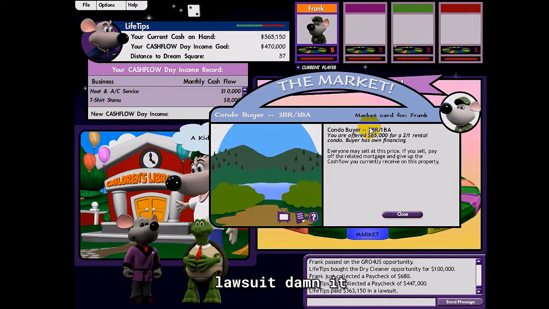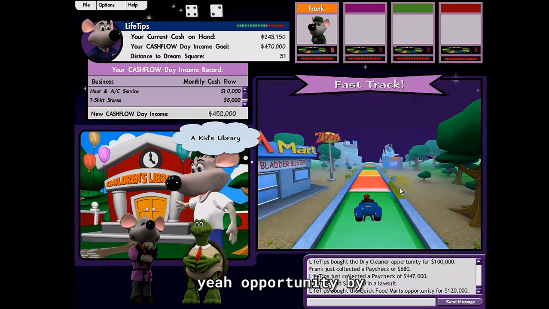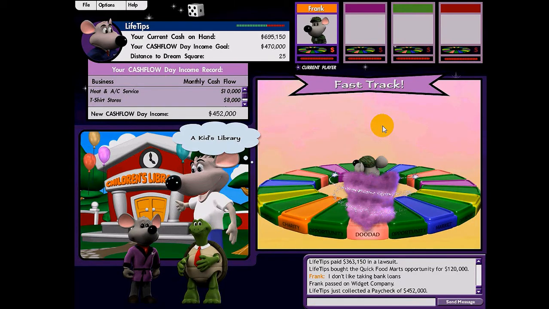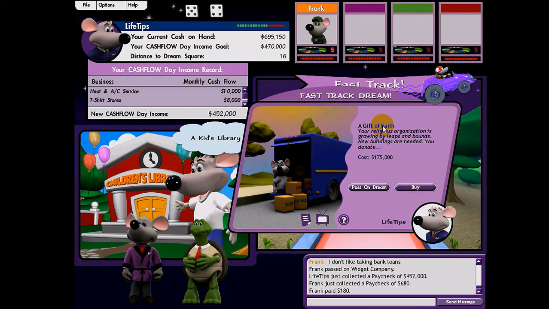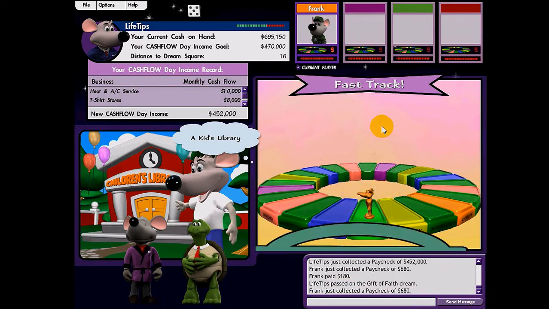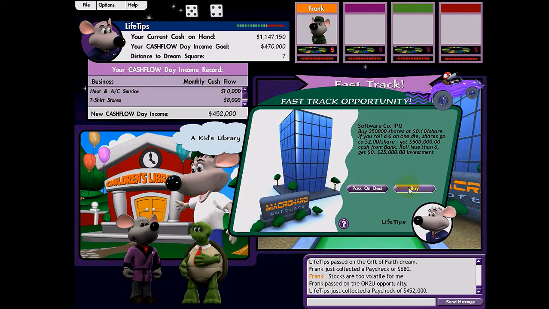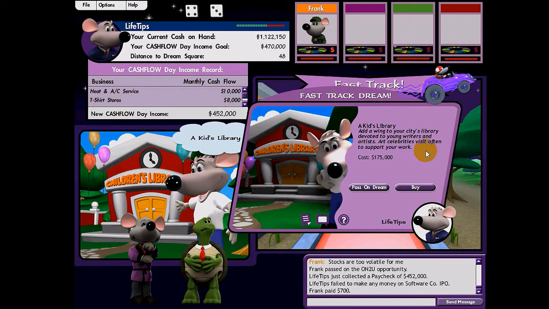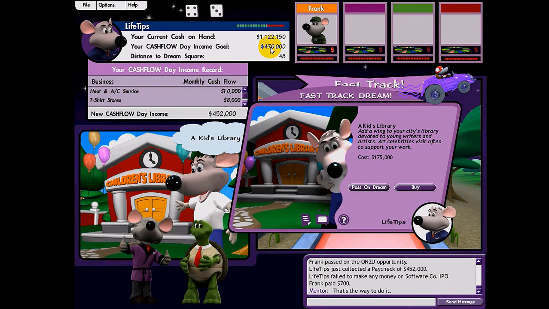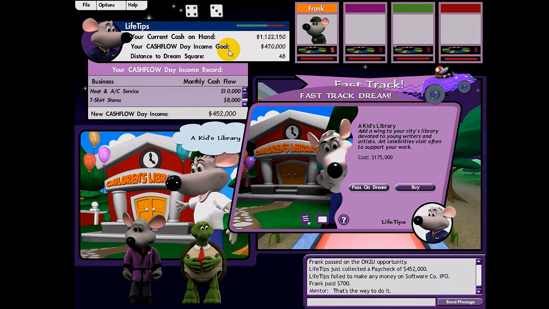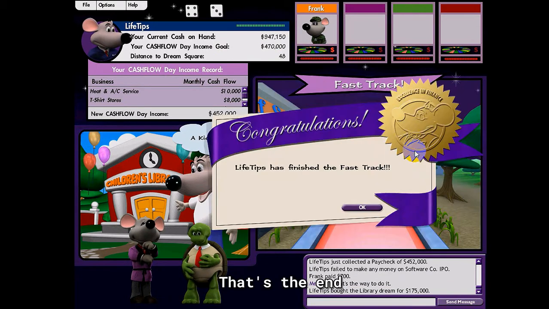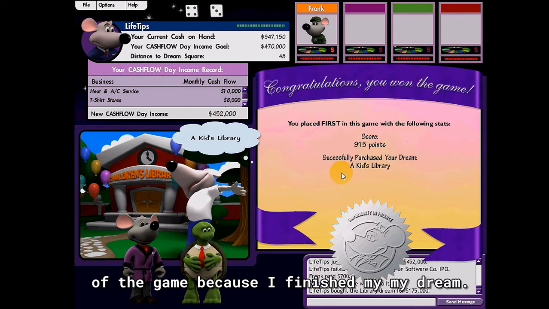Lawsuit, damn it. Yeah, opportunity, I buy it. Yeah, pass on dream, it's not my dream. I just want to be a librarian. Okay, opportunity. Damn, it's not reached the goal. That's the way to do it. Daily income goal. But I can stop here if I want to, because this is my dream. Yeah, buy the dream. Yay. So that's the end of the game, because I finished my dream.